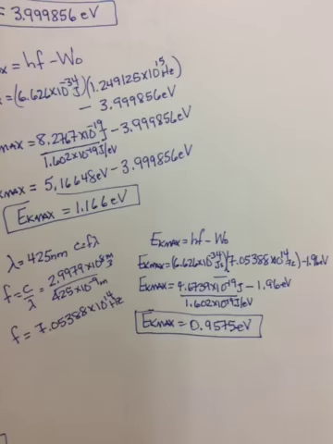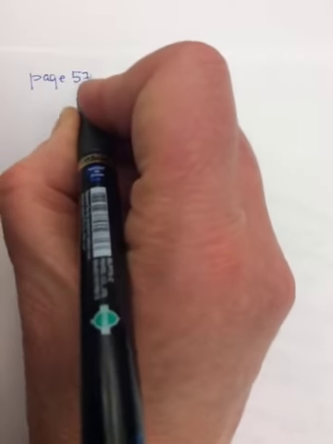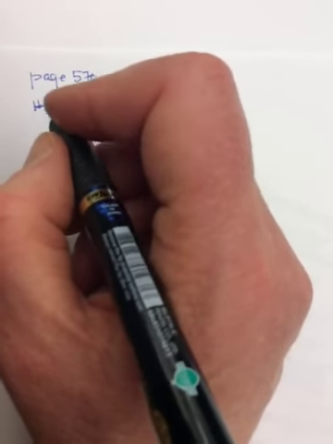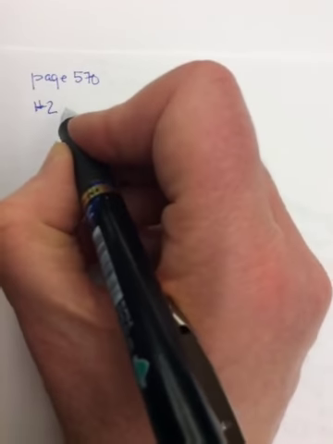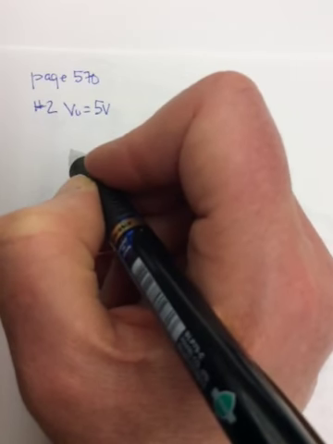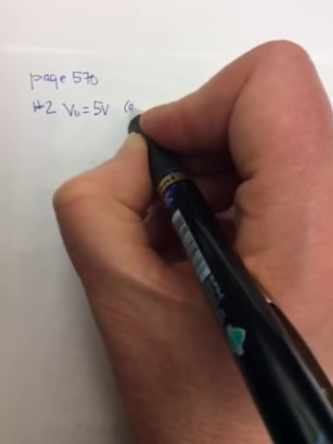Okay, I also asked you to do questions numbers 2 to 6, I think it was, on page 570. So page 570, number 2, under problems. The stopping potential of a certain metal is 5 volts, VO is 5 volts. What is the maximum kinetic energy of the photoelectrons in electron volts and then in joules?